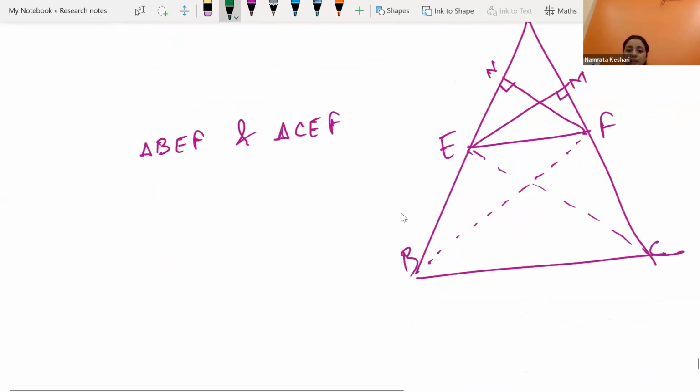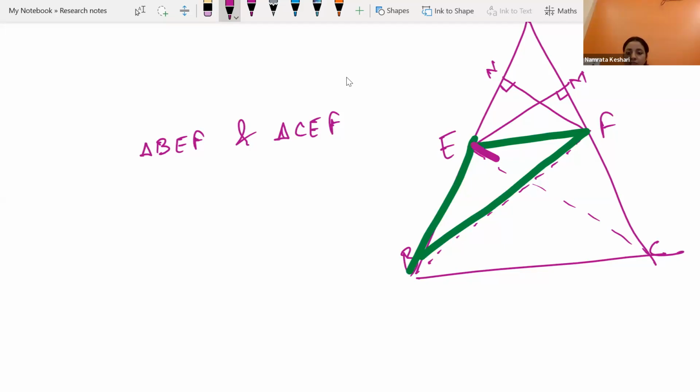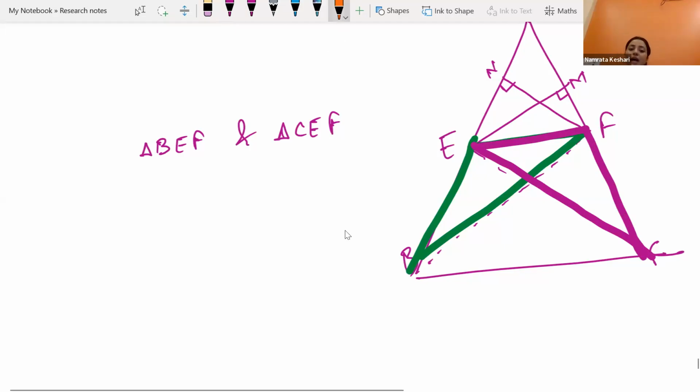Okay, let's focus on it. BEF, I am highlighting it. BEF, this triangle, and CEF. ये दोनों ट्रायंगल का एरिया सेम होगा, ये हम अभी बोलने वाले हैं. Now we are going to declare that these two triangles will be having same area. Why? Think about it. We are having EF parallel to BC. Both are having same base, EF, EF.